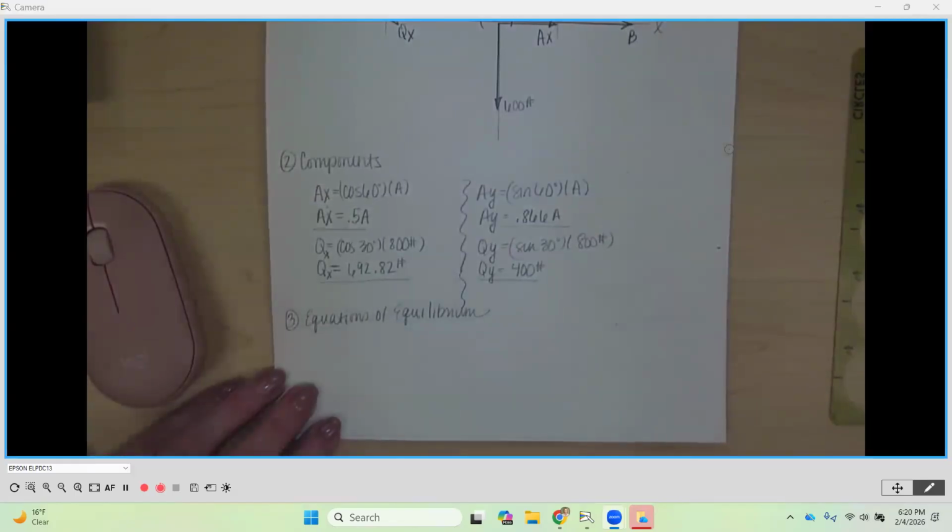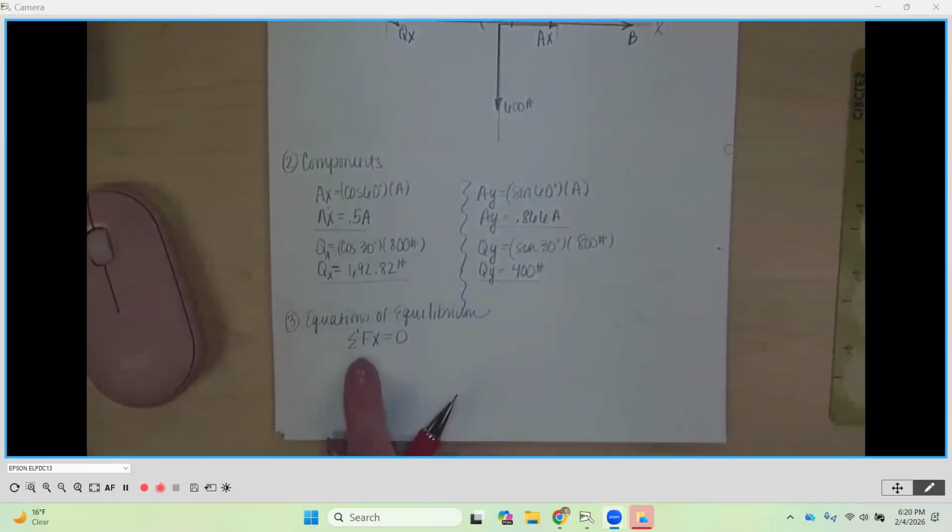Sum of the forces in the X equals 0, right? Yep. Sum the forces in the X equals 0. You have to write it out in this format. You have to put the summation symbol in front. Capital F sub X is equal to 0.